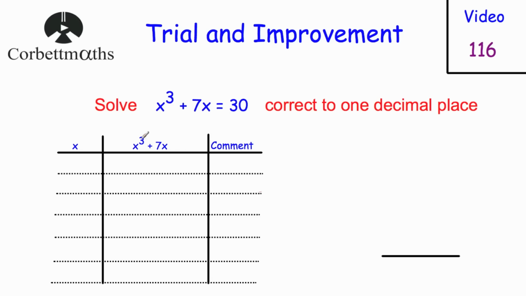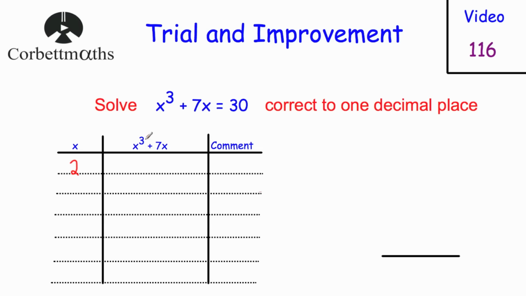Is it 5.8 or 7.2 or 2.4? What's the value of x to one decimal place? So what we're going to do is start off by choosing a value of x. Let's choose 2 to begin with. And we're going to work out what 2 cubed plus 7 times 2 is. So we're going to substitute 2 in for the value of x.